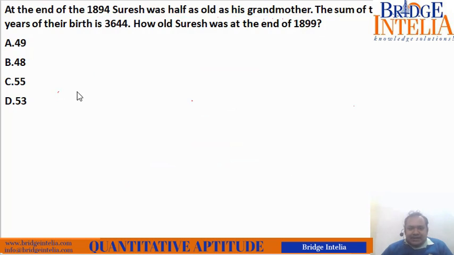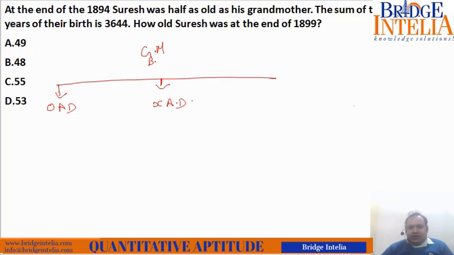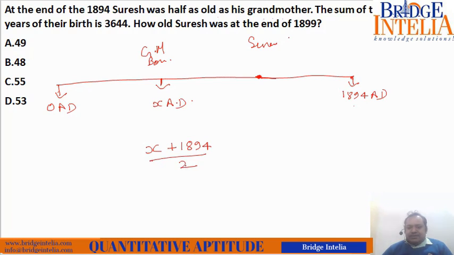So you can represent the ages in this way. This is 0 AD. Grandmother was born in X AD. Currently, this is 1894 AD. So Suresh was born exactly midway, in the year midway. That means the average of X and 1894. So this is Suresh's year of birth.